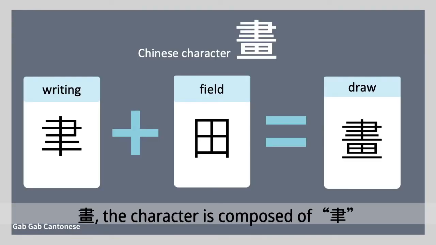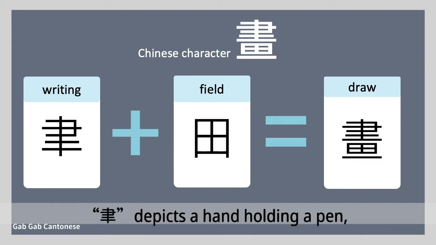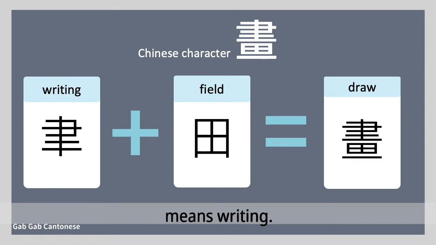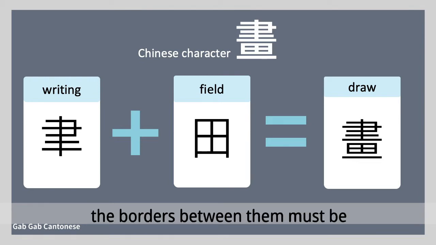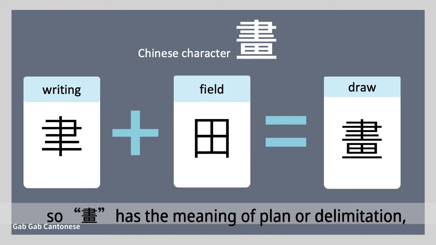The character 畫 is composed of 聿 and the variant of 田, field or farmland. 聿 depicts a hand holding a pen, meaning writing. Fields are important properties. The borders between them must be accurate and clear. People should use a pen to draw and map them out. So, 畫 has the meaning of plan or delimitation.